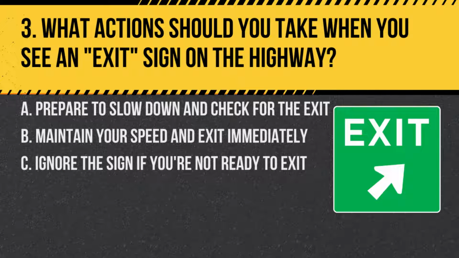Question 3. What actions should you take when you see an exit sign on the highway? A. Prepare to slow down and check for the exit. B. Maintain your speed and exit immediately. C. Ignore the sign if you're not ready to exit. Answer A. Prepare to slow down and check for the exit. When seeing an exit sign, drivers should prepare to slow down and safely exit the highway.